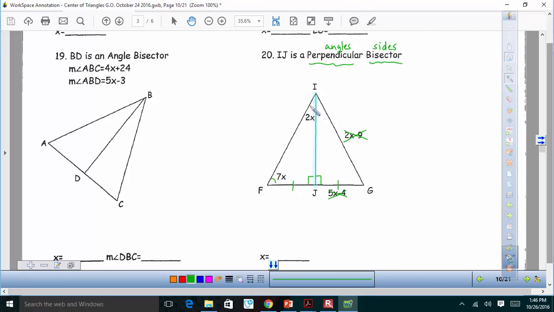This angle up here is 2x, and this one's 90. So what should all three of those add to be? 180. 7x plus 2x plus 90 should equal 180 because all angles in a triangle add to 180. So I'd combine 7x and 2x, which would give me 9x. I'd subtract 90, which would give me 90. Then I would divide by 9, and x would equal 10.